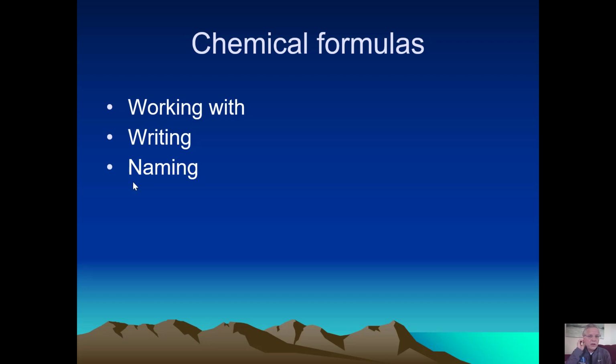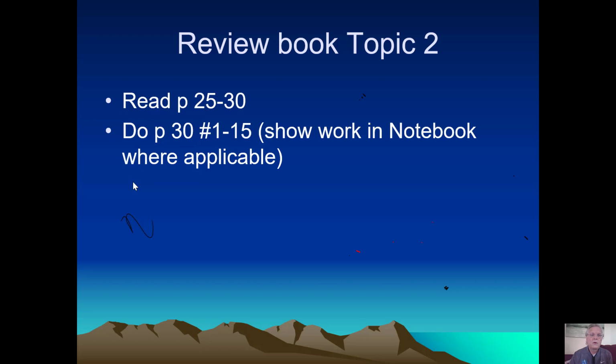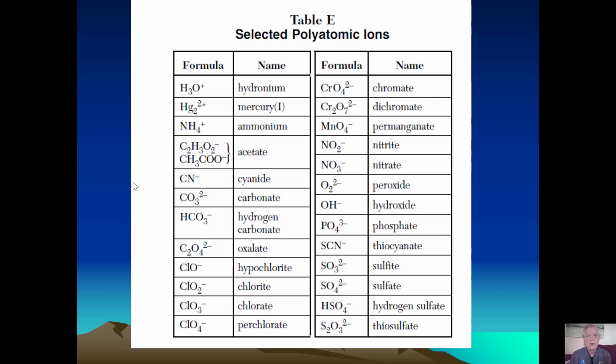We're going to continue talking about chemical formulas, how to work with chemical formulas, how to write them given words, and how to name them being given symbols. Most of you should have that review book by now. You should read pages 25 to 30. It is keeping up with what we have been talking about in class. And do page 30, numbers 1 to 15, and show any kind of work in your notebook where applicable as we move forward. We'll be doing some of these pages together. You'll see this slide again as we move forward.